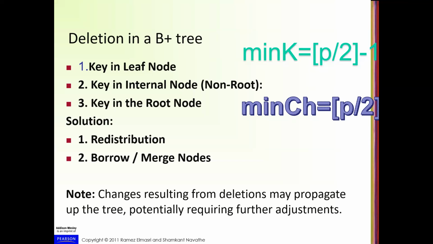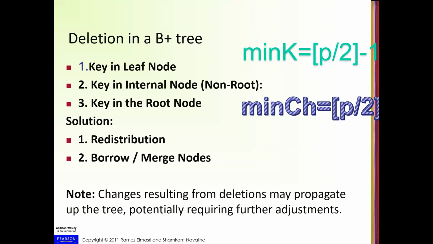Now let's discuss the deletion of an element from a B plus tree. The deletion of an element from a B plus tree might give rise to a situation wherein we keep on deleting the node values, and as a result, the node might underflow.